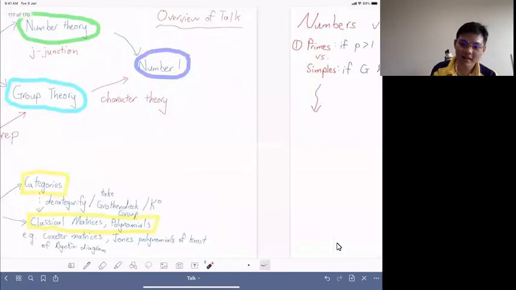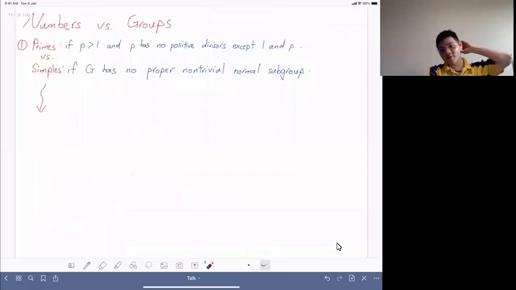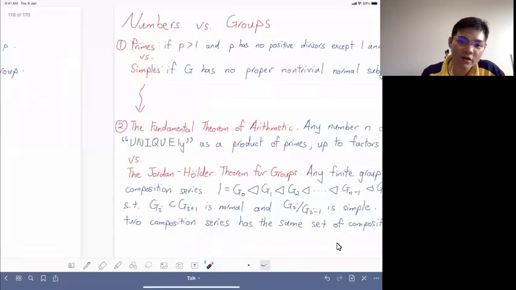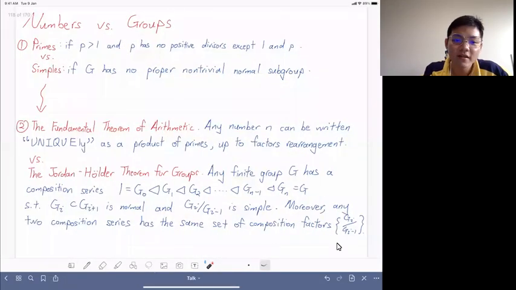In numbers, you want to break the numbers down into further atoms. In chemistry, they break compounds down into elements. So what are the elements in numbers? They are the primes. How about groups? Groups have the same analog, which is the simple groups. How are they useful? Every number can be written uniquely as a product of primes. This is the fundamental theorem of arithmetic.